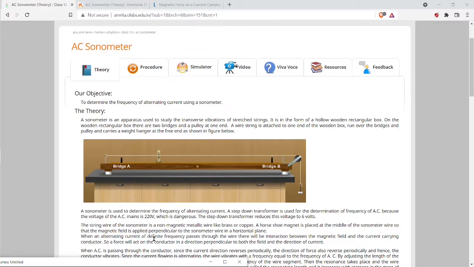Welcome to our new video tutorial on how to determine the frequency of alternating current using a sonometer. A sonometer is an apparatus used to study the transverse vibration of a stretched string.